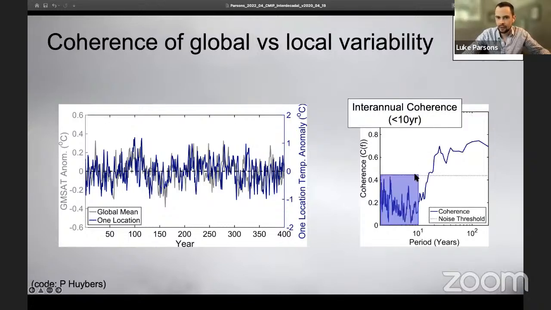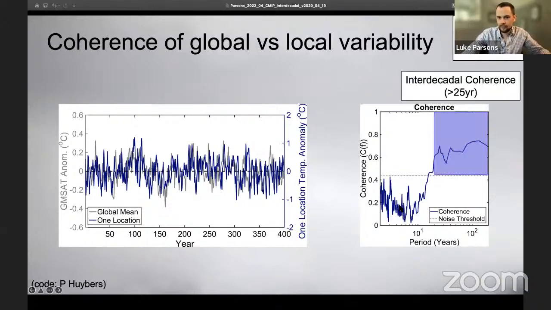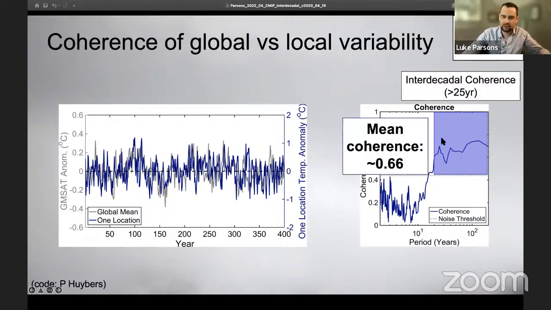So if you do some sort of random draw, you can find that there's a noise threshold here. If I look at the coherence between the global mean and local time series, that's what this blue line is showing you. On these shorter, interannual timescales, we don't really exceed the noise threshold. But if we get out to these longer timescales, past about 20 years, there's pretty significant coherence that exceeds this noise threshold. The average coherence at these longer timescales is about 0.66, and this is the metric that I'll be using.